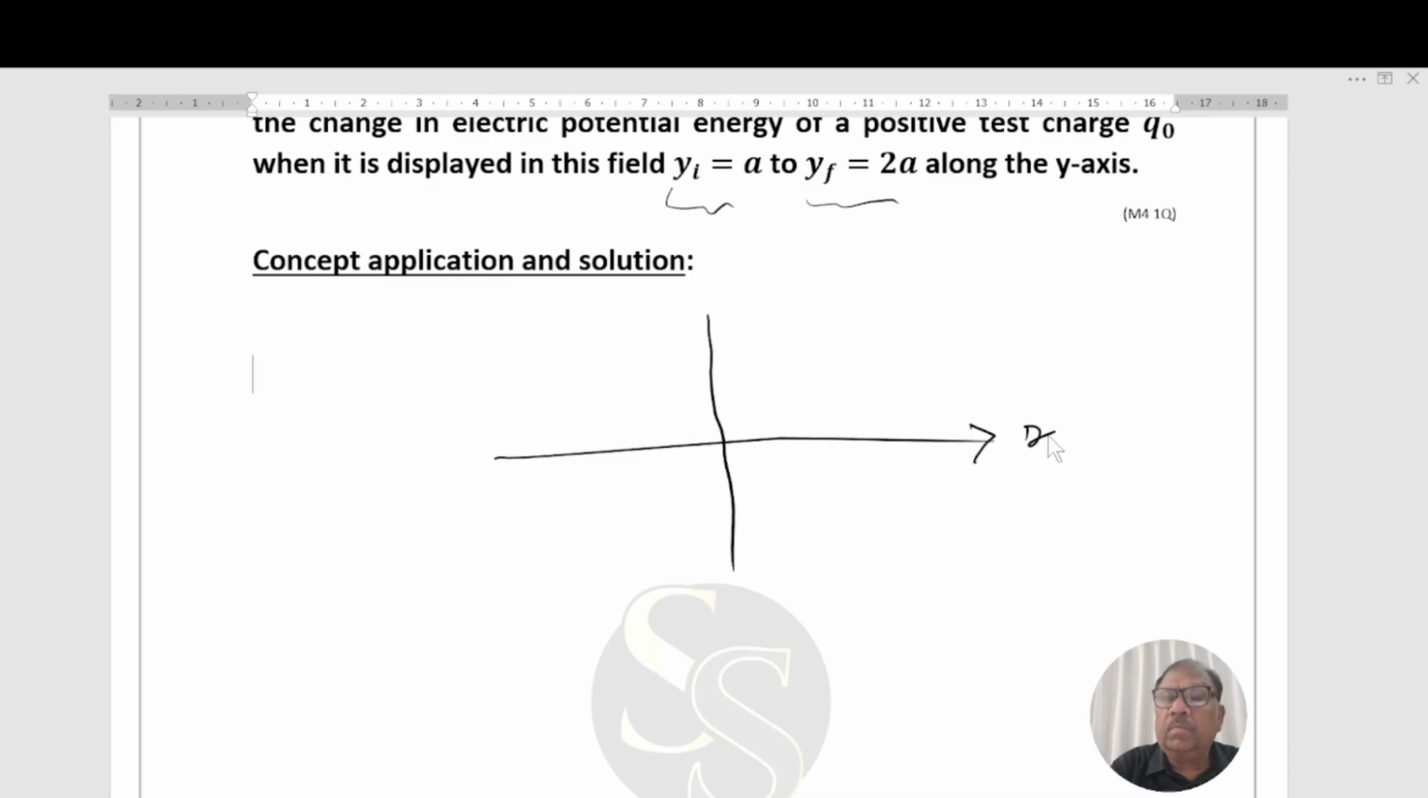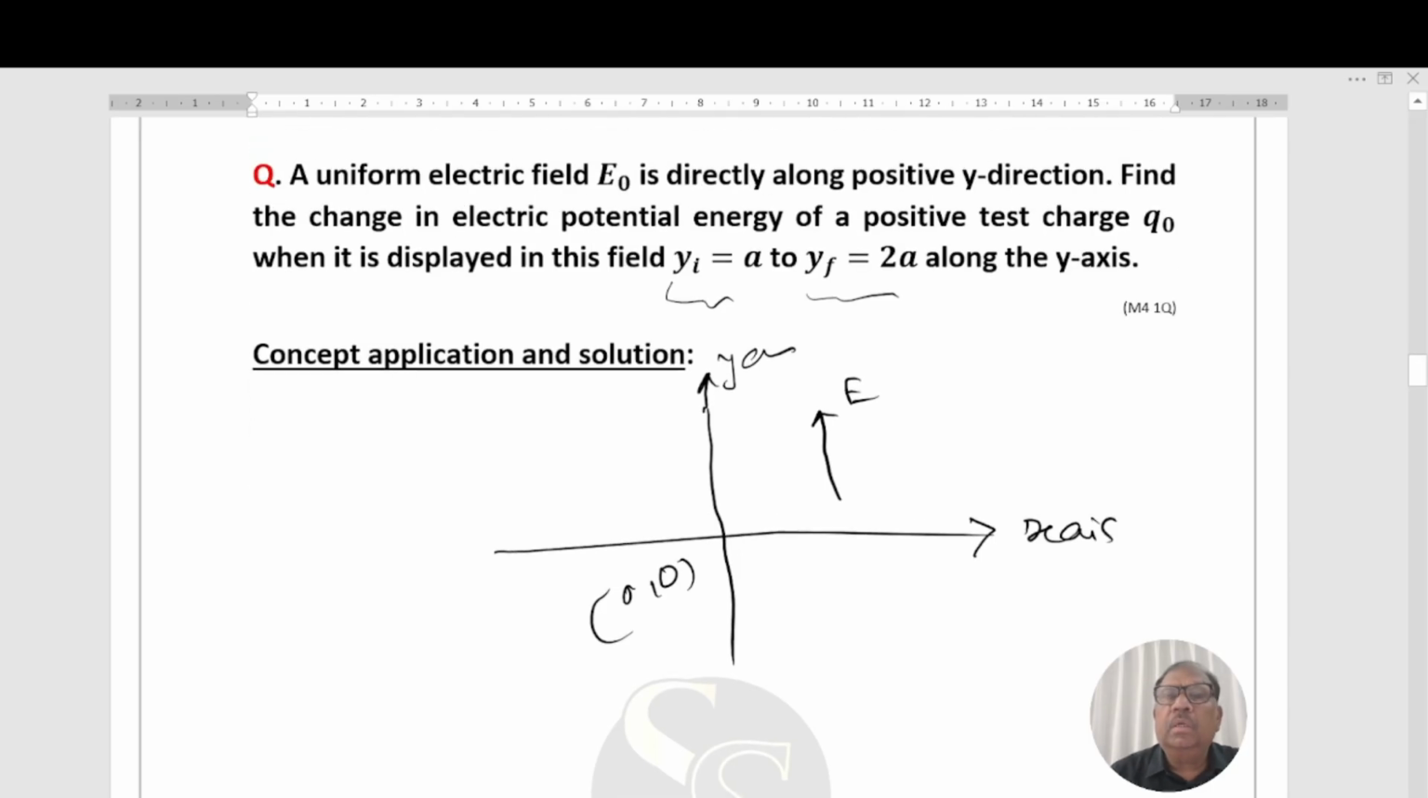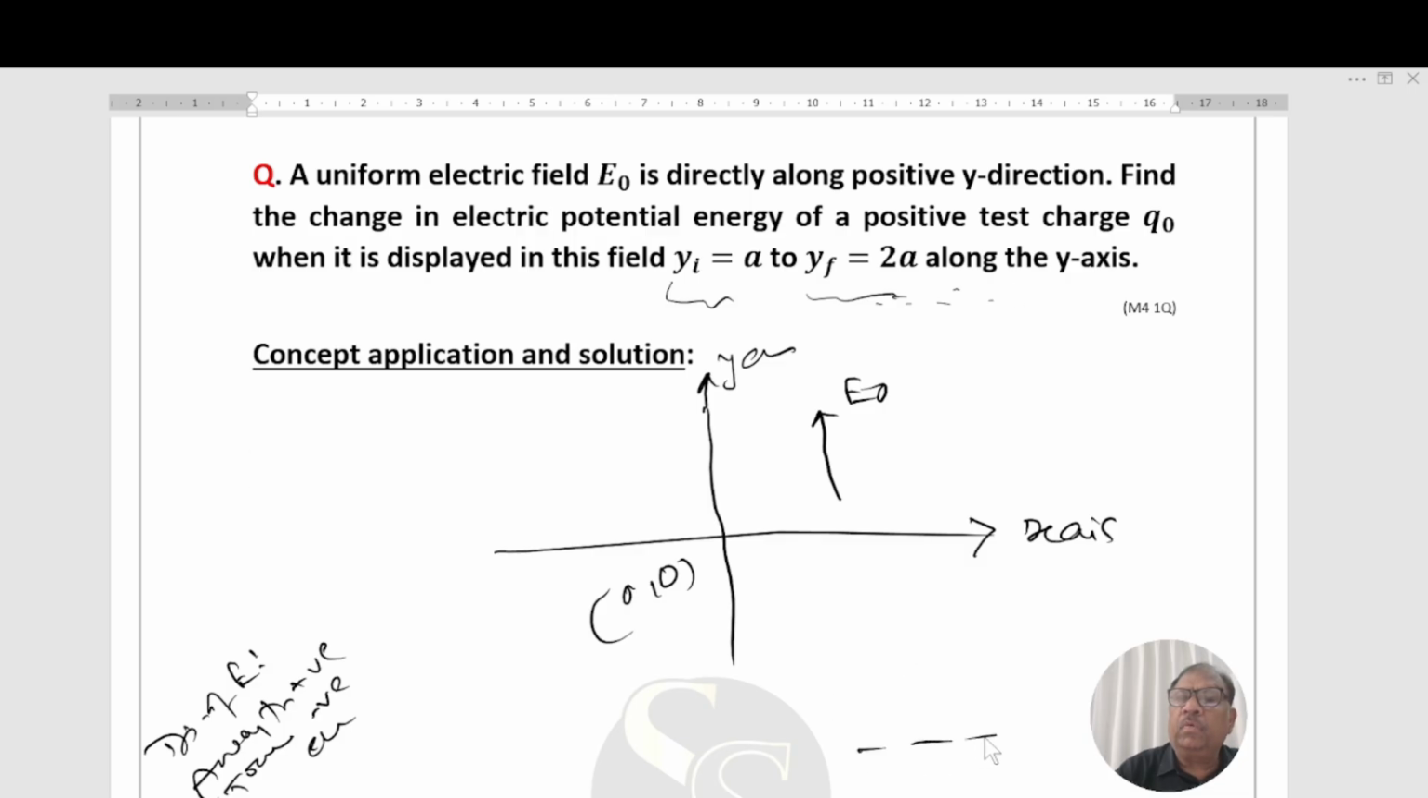This is the x axis, this is the origin, this is the y axis. This is the direction of electric field E naught along the y axis. It means the direction of electric field is away from positive and towards negative charge. So in this case, this will be the negative side and this will be the positive side, like this.